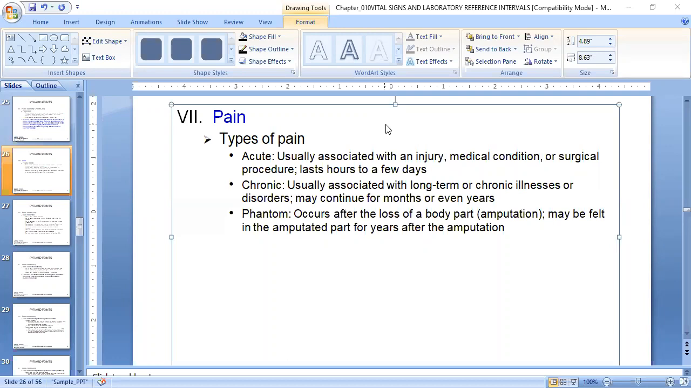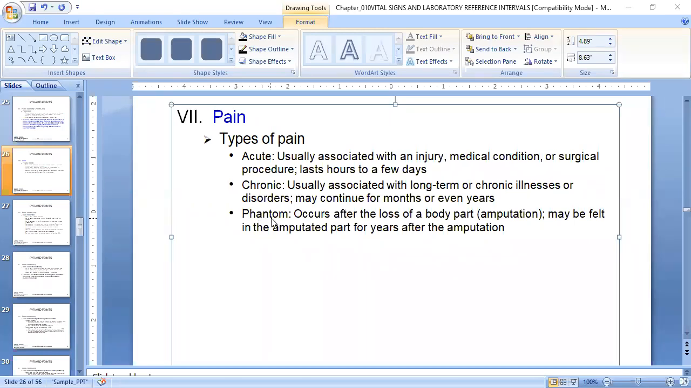So vital signs include the temperature, heart rate, respiratory rate, blood pressure, and pain assessment. So right now we are just going to focus on pain assessment, right? Pain is also one of the most important vital signs. So they said acute pain, chronic pain, or phantom pain.